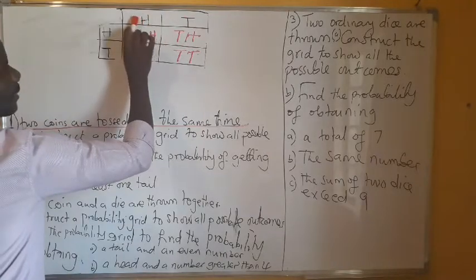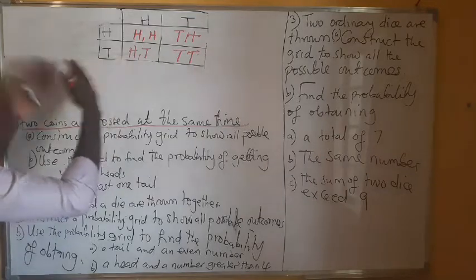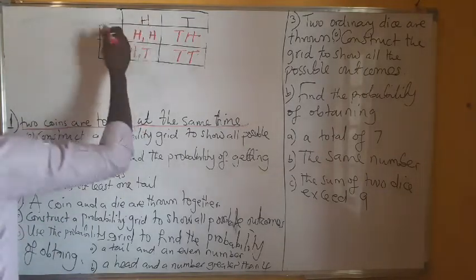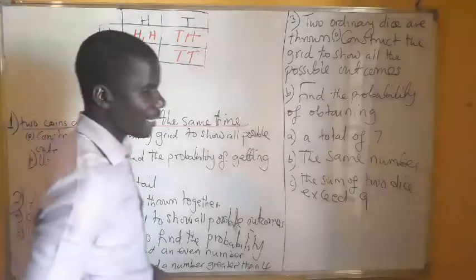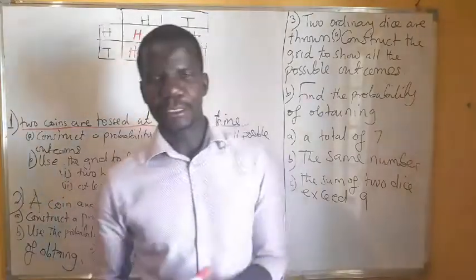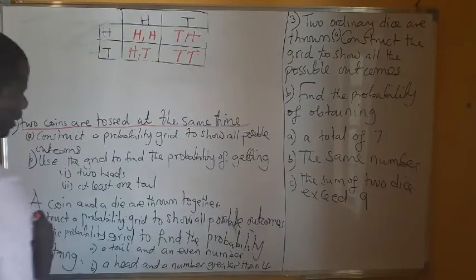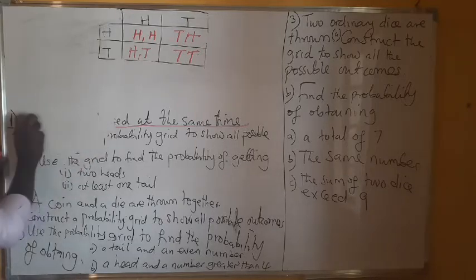On the first coin, we have this. On the second one, we've got these outcomes. So when we begin to put them in the grid, this can go with this one, this can go with that one. That is what we are expecting. So we have answered the first question that talks about the construction of a probability grid. This is the probability grid that we have constructed.